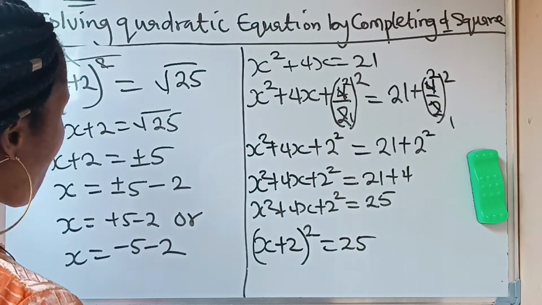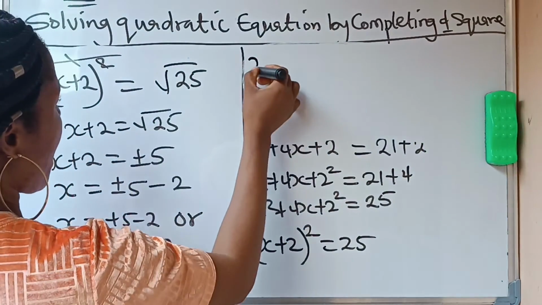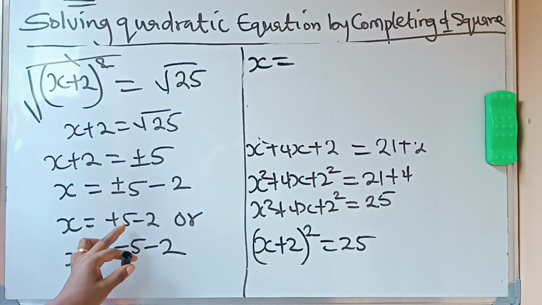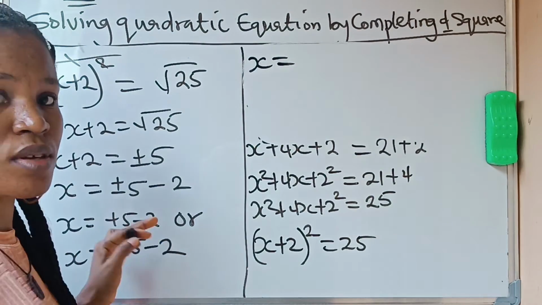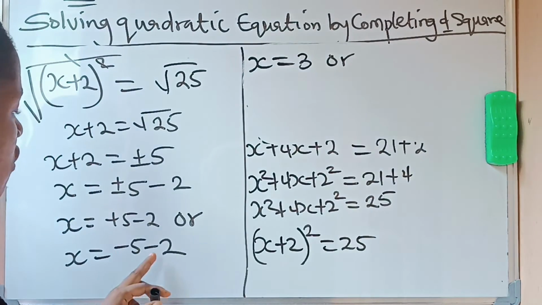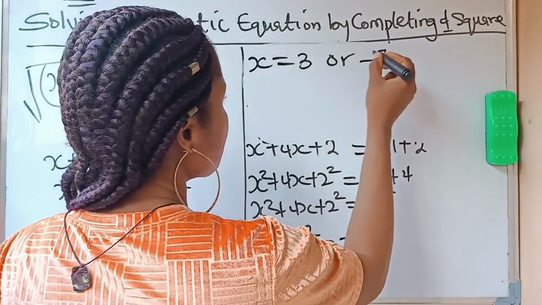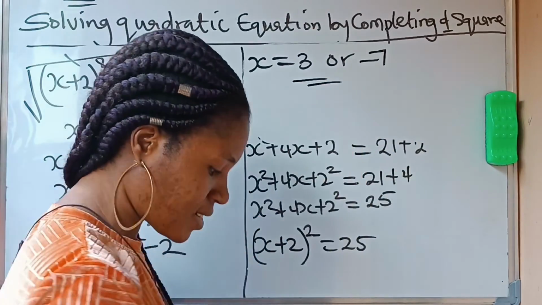So it now means that our x is equal to plus 5 minus 2, which will give you 3, right? x is equal to 3. Or minus 5 minus 2 will give you minus 7. And this is your answer.